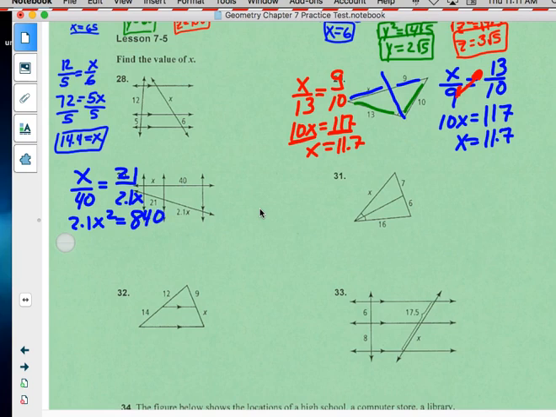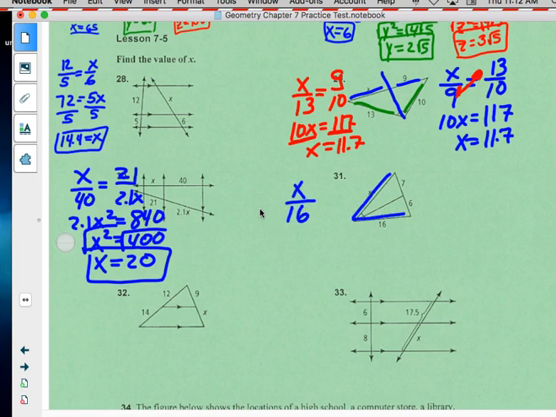Divided by 2.1 gives me 400. So x squared is equal to 400. I take the square root of both sides, and x is 20. So that's my answer. Here, angle bisector theorem again, where x is the 16.